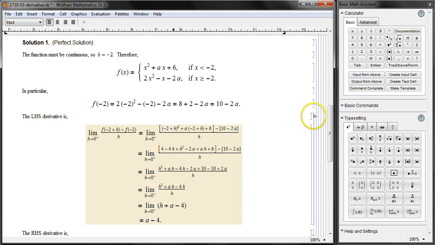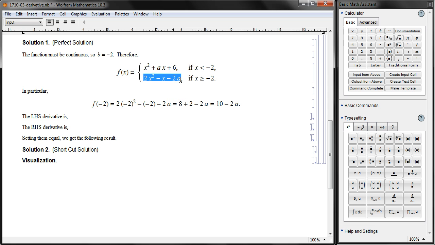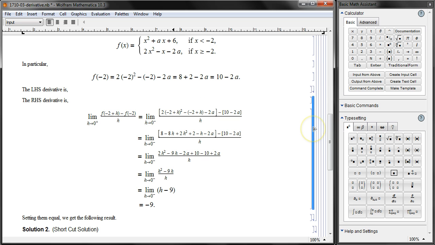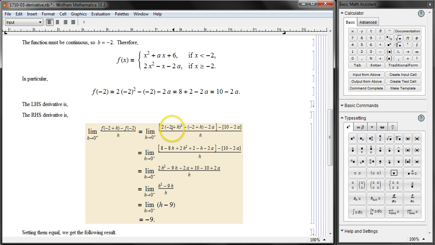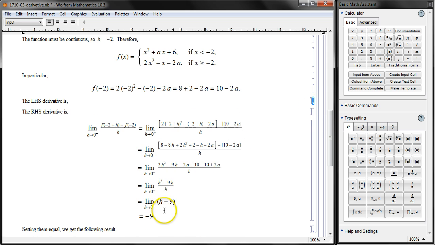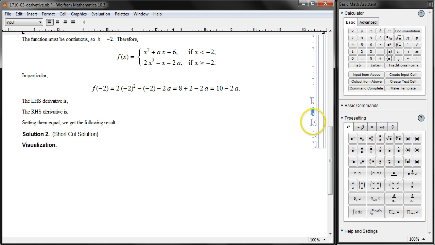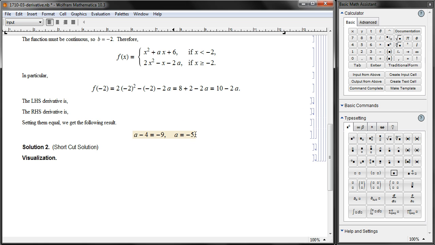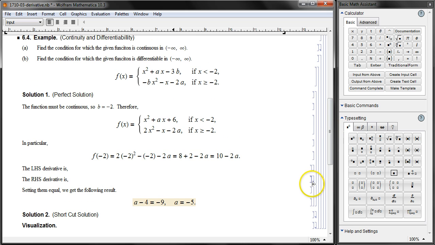How about the right-hand side derivative? Do the same thing to the second line, and what do you get? We get -9. Plug in x equal to -2 plus h, like this, and then break up parentheses and simplify. So early on, what did we get? We get a minus 4 and then -9. So setting these two equal, we get a minus 4 is equal to -9. We get a equals -5. So that's when our function is differentiable. This is the perfect solution.